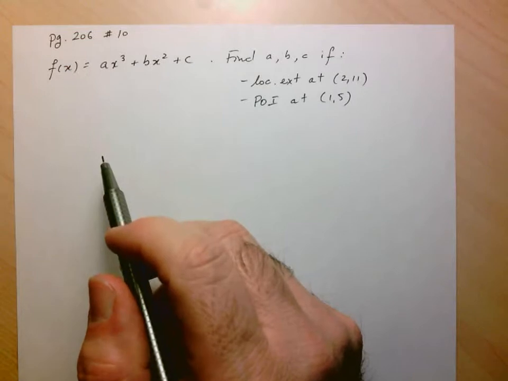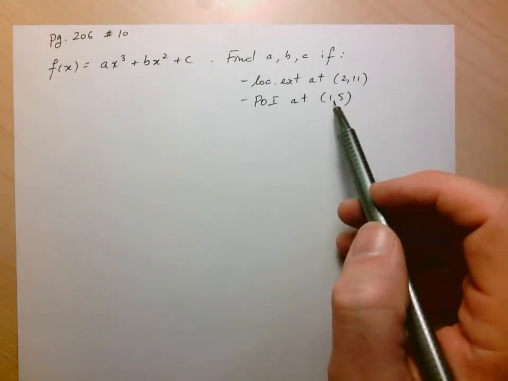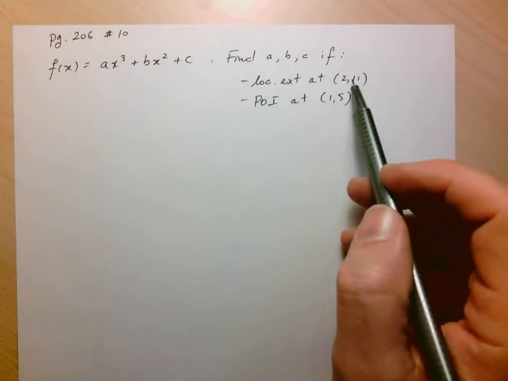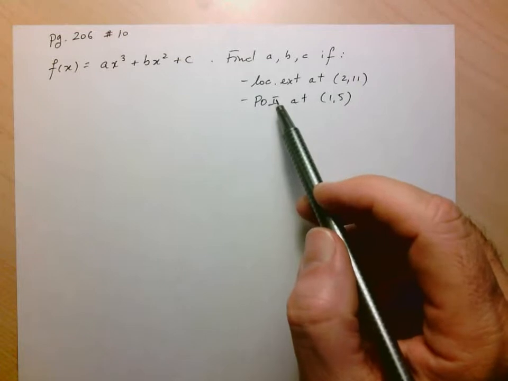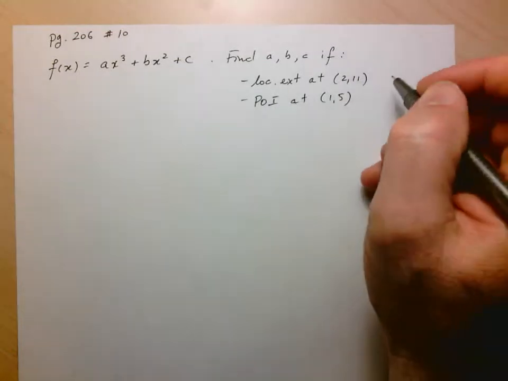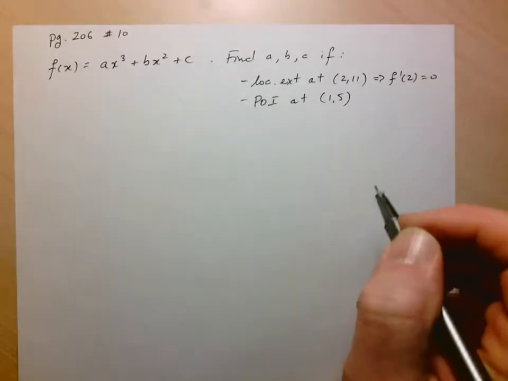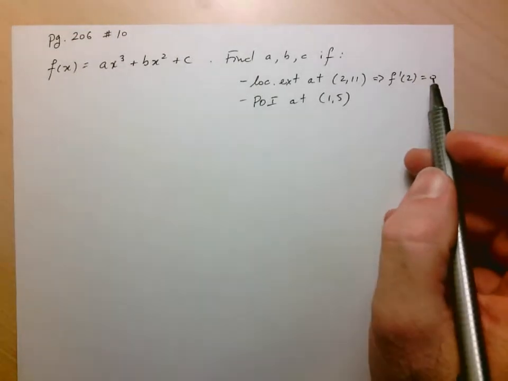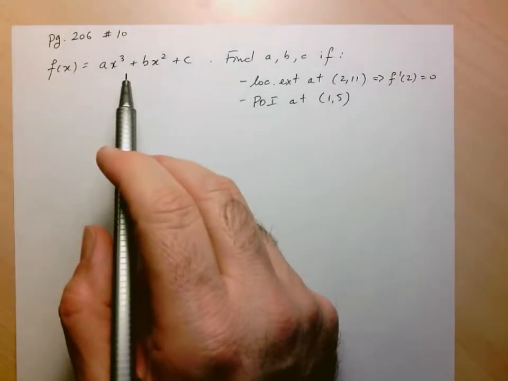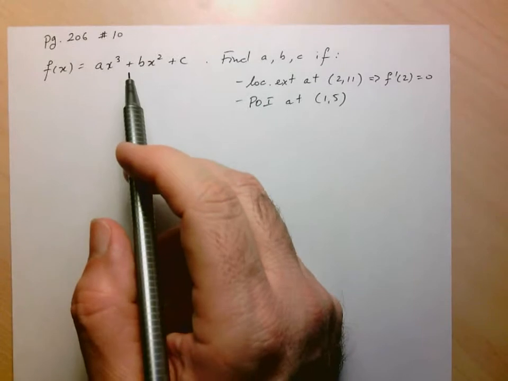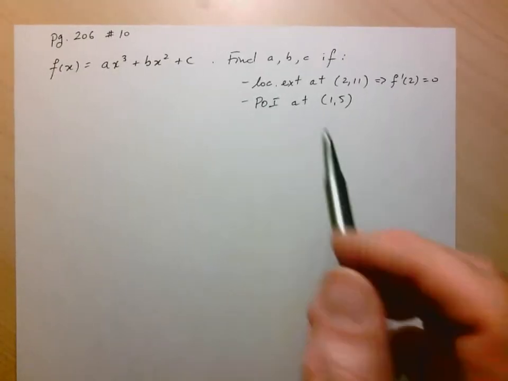Since we have three unknowns, we should expect three pieces of information, but it looks like we're actually given more, because the fact that we have a local extremum at this point and a point of inflection at that point means these two points are on the function, and each of these scenarios gives us another piece of information. A local extremum at (2, 11) tells us that f prime at 2 needs to be equal to 0. I know it's got to be equal to 0, as opposed to the possibility where it doesn't exist, because we're dealing with a polynomial, so the derivative exists everywhere. Same thing with the second derivative.